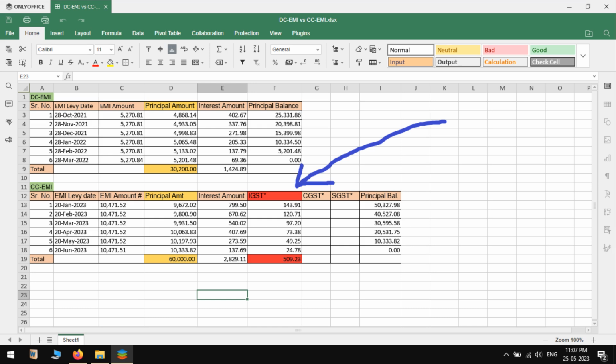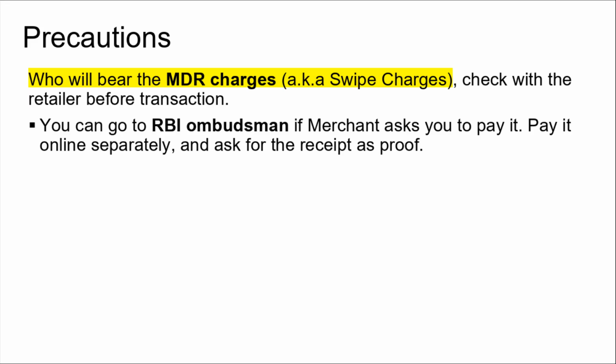But it is just the beginning. As per RBI, the MDR charge is something that cannot be passed on to the end customer. So, if a merchant asks you to pay it, try to negotiate or report them to the RBI Ombudsman.